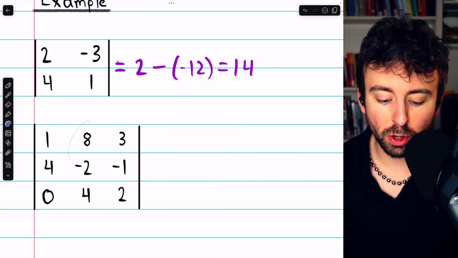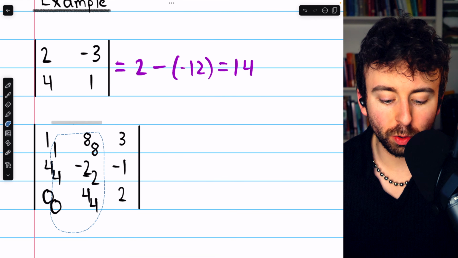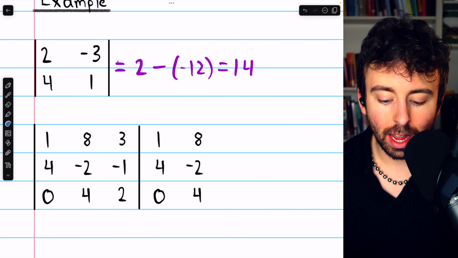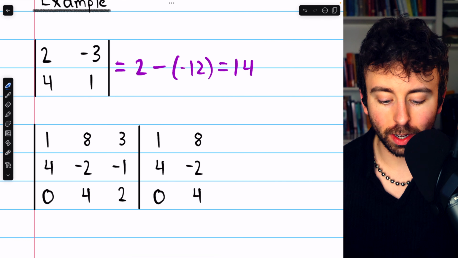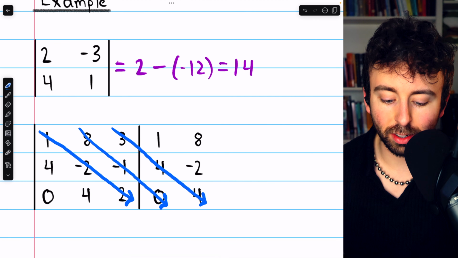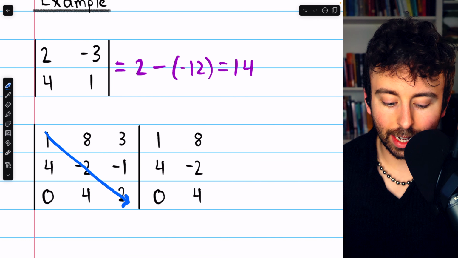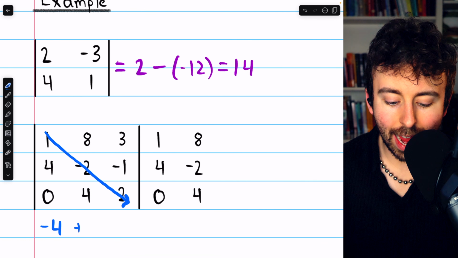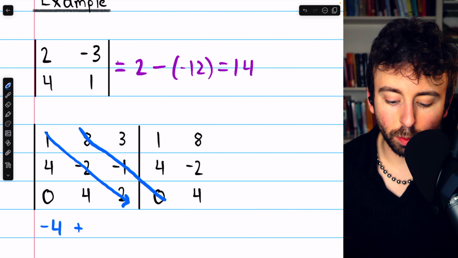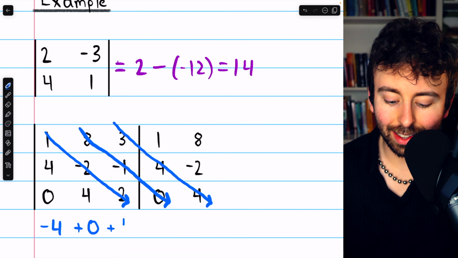Let's try out our new diagonal trick on this 3 by 3 determinant. First, we duplicate the first two columns and put them over here to the right of the matrix. We're going to have to multiply across these diagonals and add those up. So let's do that. 1 times negative 2 times 2, that's going to be negative 4. And then we have to add that to 8 times negative 1 times 0, that's 0. Then we have to add that to 3 times 4 times 4, that's 48.